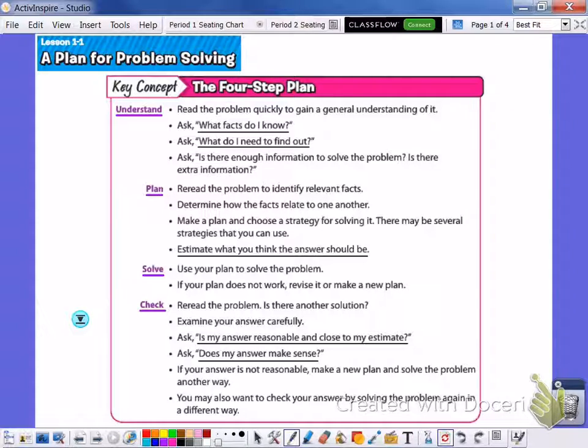If your answer is not reasonable, make a new plan and solve the problem another way, or go back and just recheck your work to make sure you didn't make any silly mistakes. Then finally, you may also want to check your answer by solving the problem again in a different way. Okay, so there's our 4-step plan. We're going to go through a couple examples here.